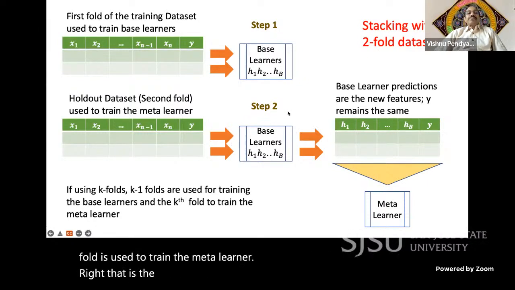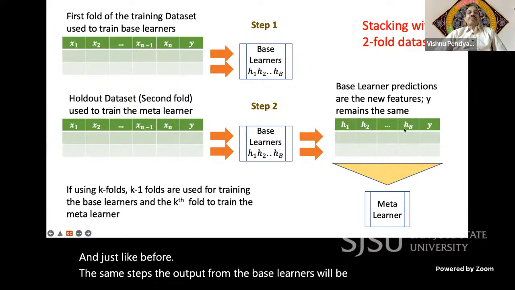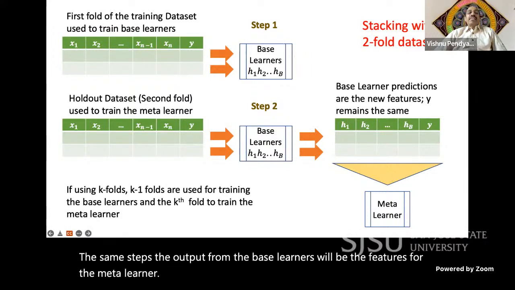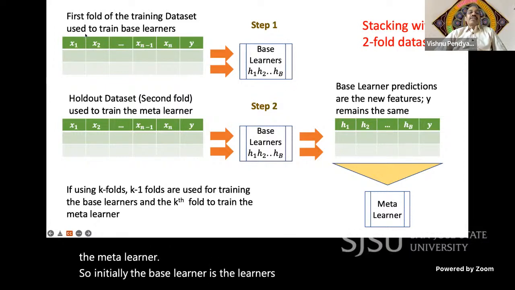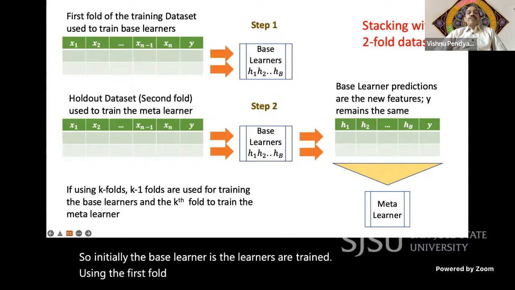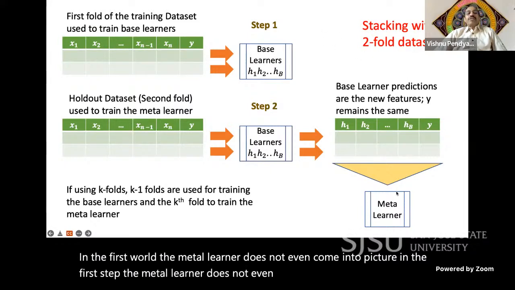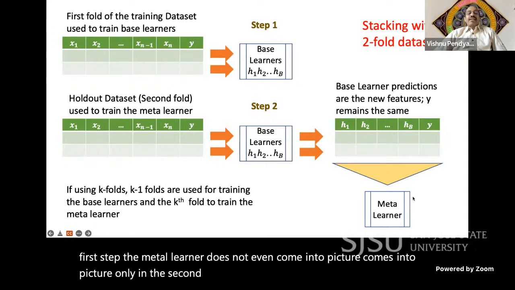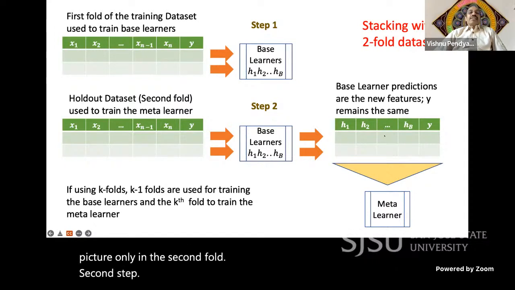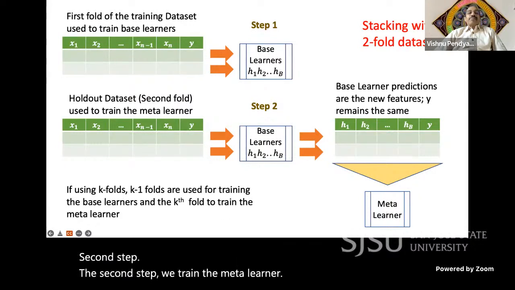That is the second step. And just like before, the outputs from the base learners will be the features for the meta learner. So initially the base learners are trained using the first fold. In the first step, the meta learner does not even come into the picture. It comes into the picture only in the second step, right? In the second step, we train the meta learner, and the remaining stuff remains the same.